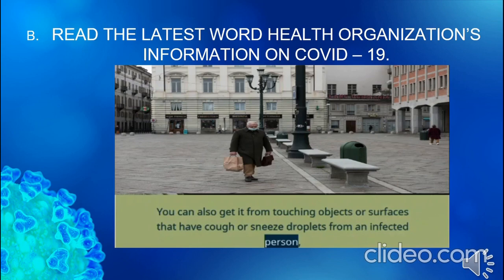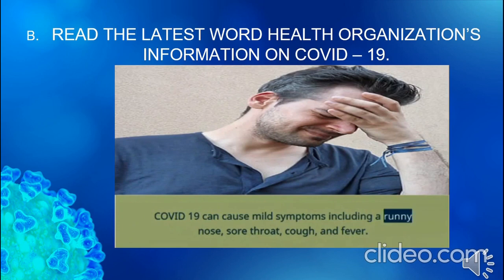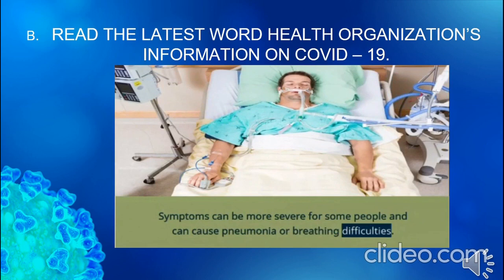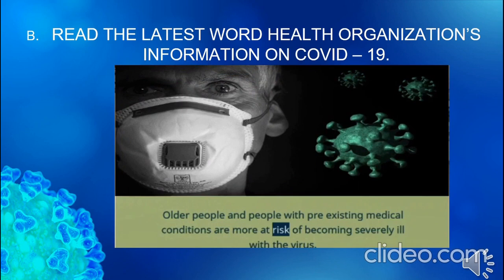What are the symptoms of COVID-19? COVID-19 can cause mild symptoms including a runny nose, sore throat, cough, and fever. Symptoms can be more severe for some people and cause pneumonia or breathing difficulties. In rare cases, the disease can be fatal. Older people and people with pre-existing medical conditions are more at risk of becoming severely ill with the virus.